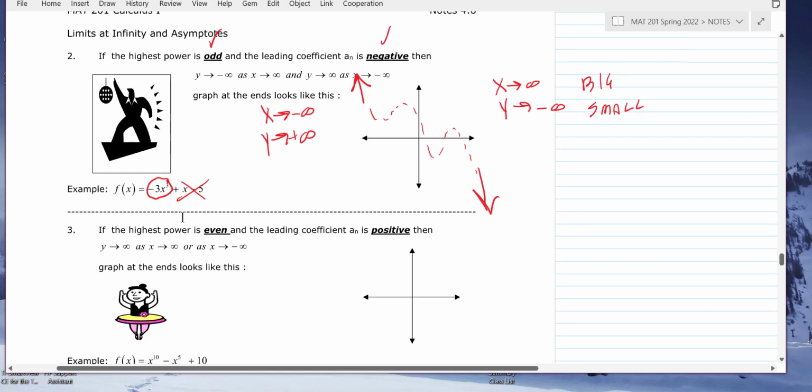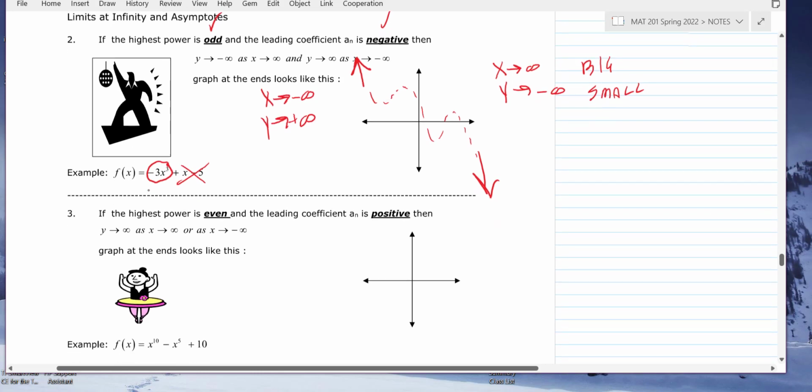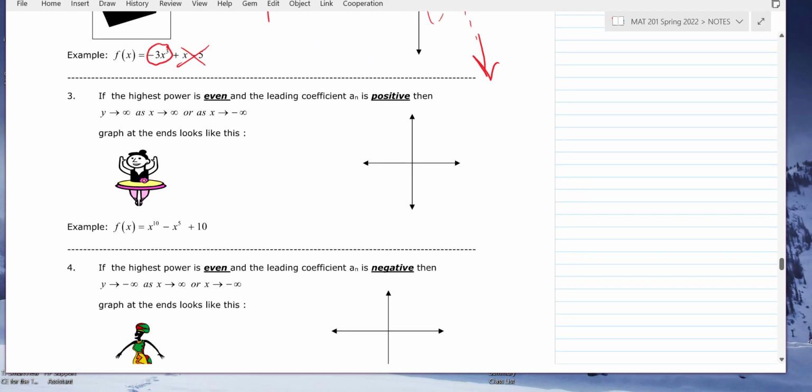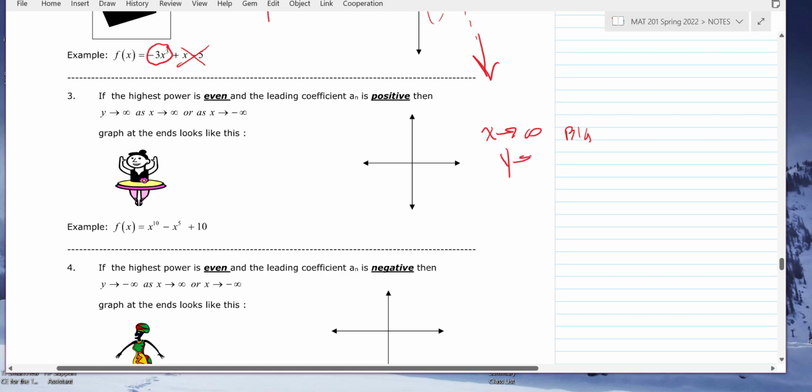Okay, so that's an odd degree and a negative leading coefficient. Next, two cases are if you have an even function and the leading coefficient is positive. In that case, an even polynomial with a positive leading coefficient looks like this dancing girl right here. What it really means is as x goes to infinity, x gets big, y also goes to infinity, so that endpoint is going to go like that.